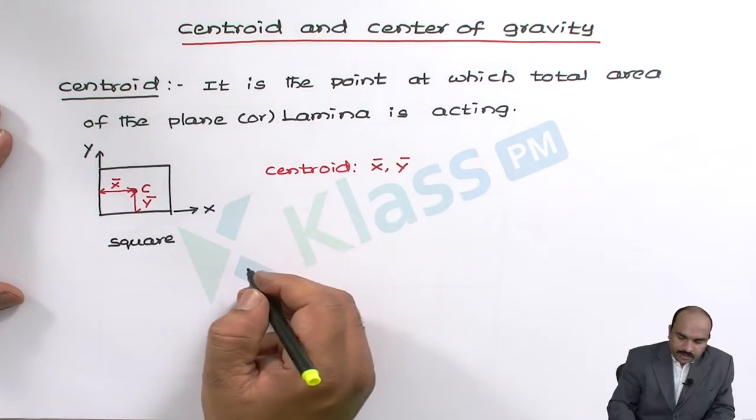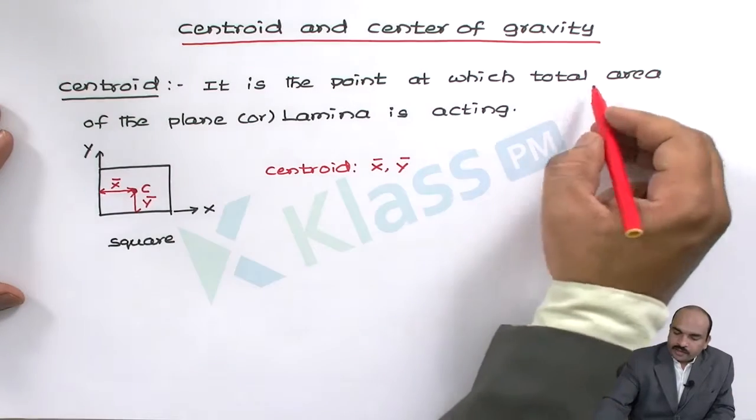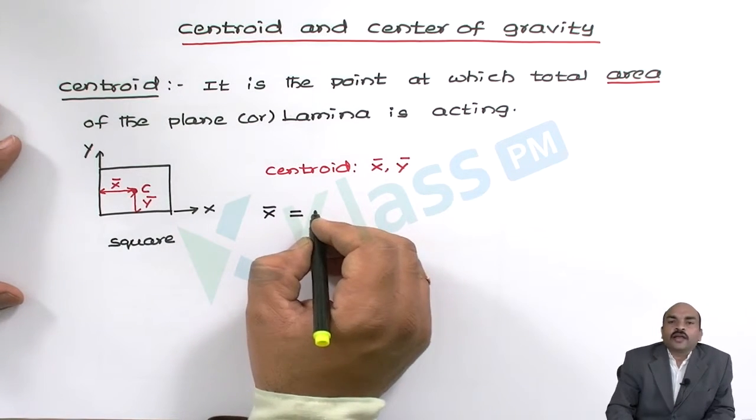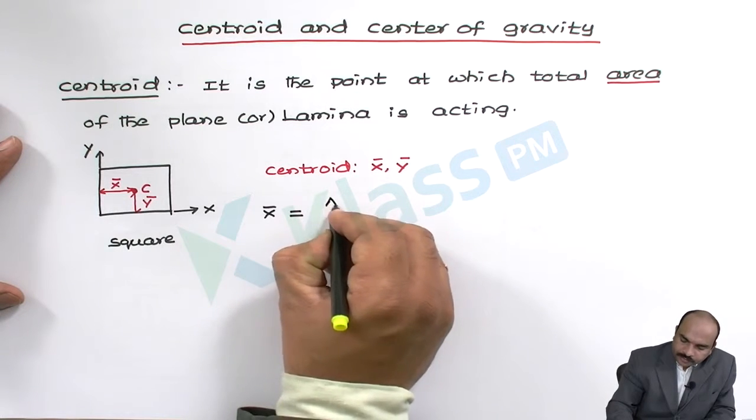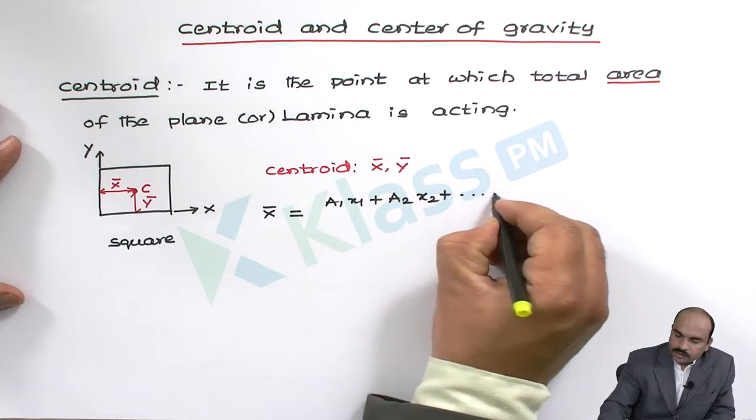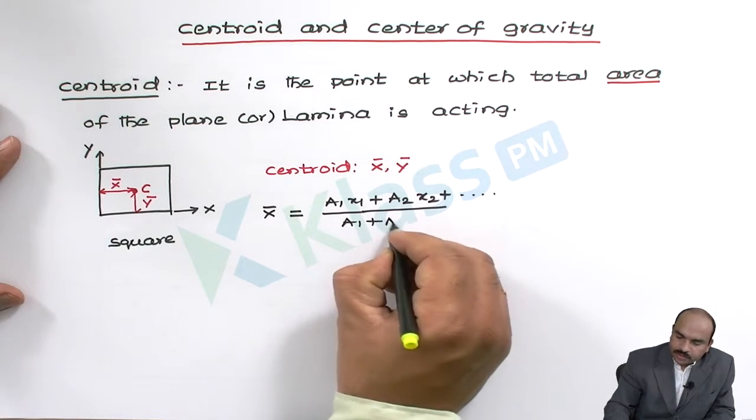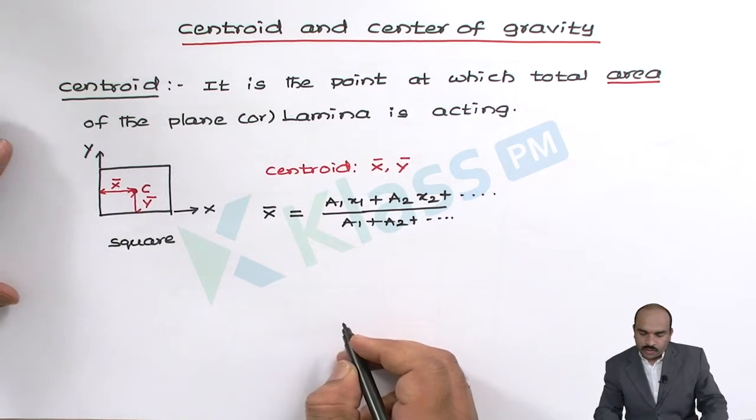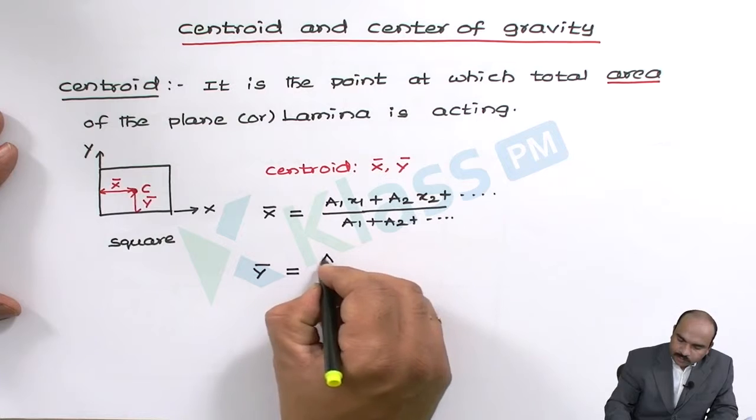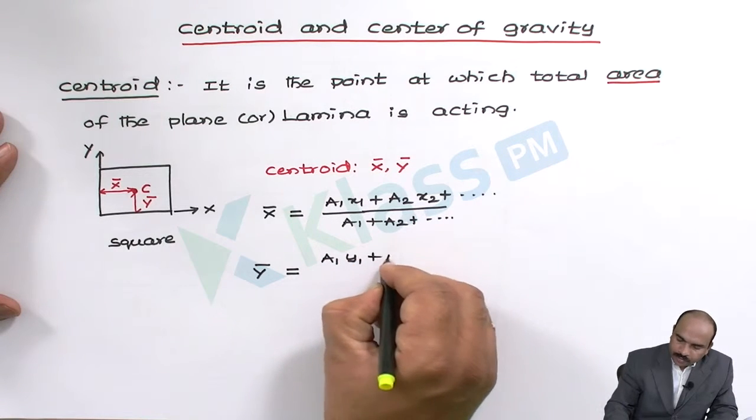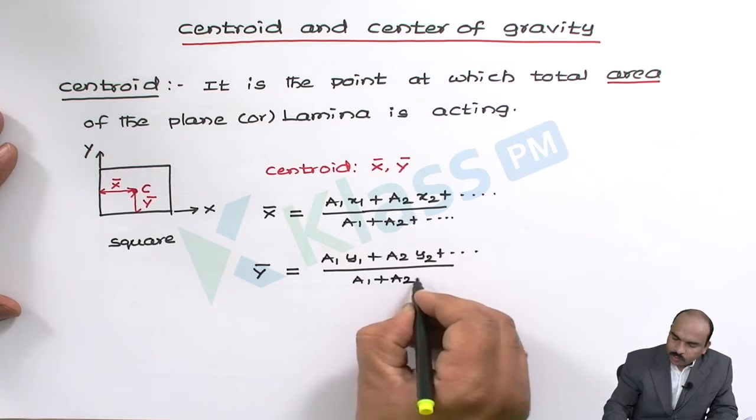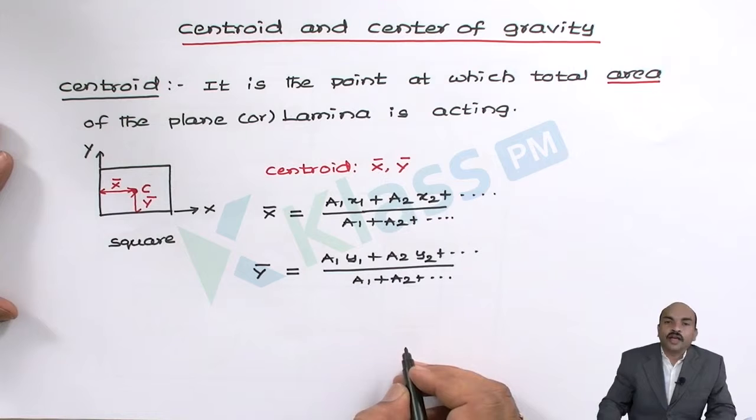Now we can calculate the centroid x bar, y bar for areas with the help of a simple formula that is given here. X bar is the x centroid. We can calculate it with the help of the formula a1 x1 plus a2 x2 plus and so on, divided by a1 plus a2 plus and so on. So this is the formula to calculate the x centroid. Similarly we can calculate y bar, that is the y centroid, with the formula a1 y1 plus a2 y2 plus and so on, divided by a1 plus a2 plus and so on. So this is the formula to calculate x bar, y bar.